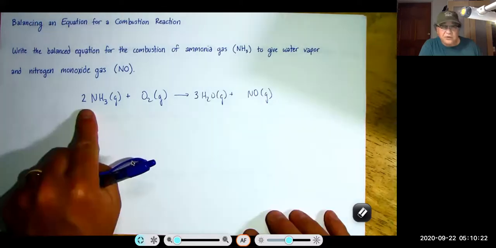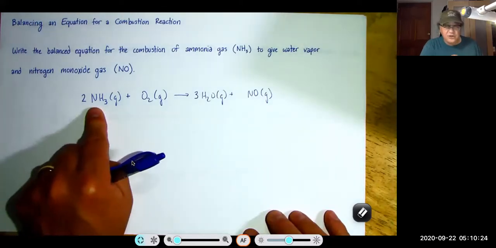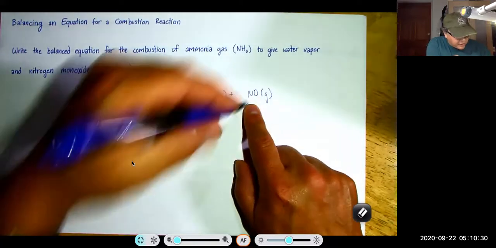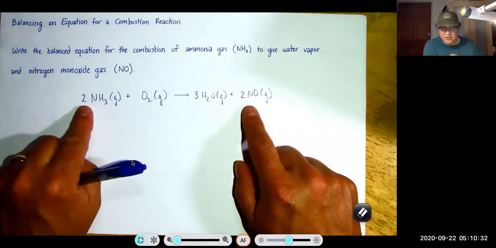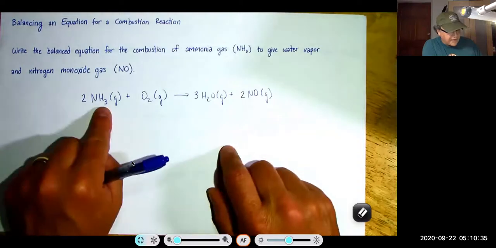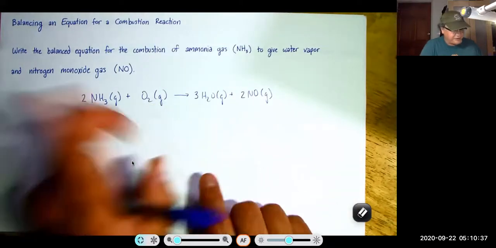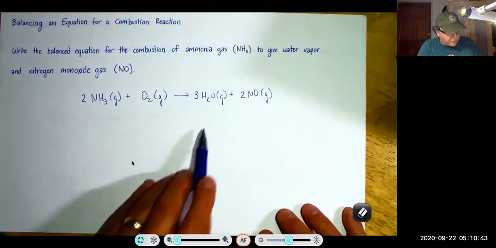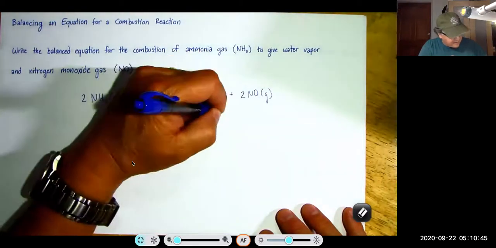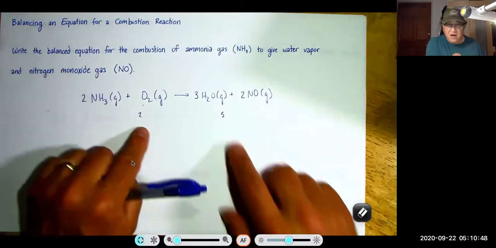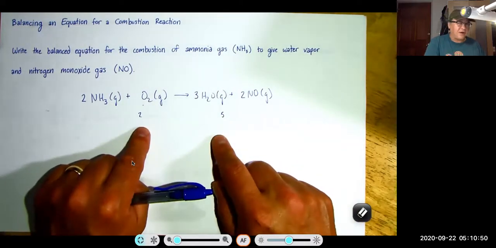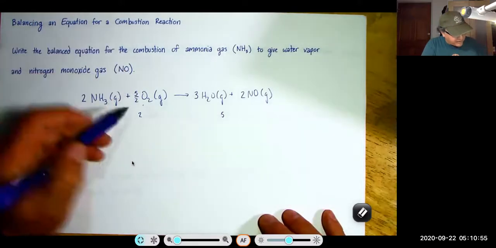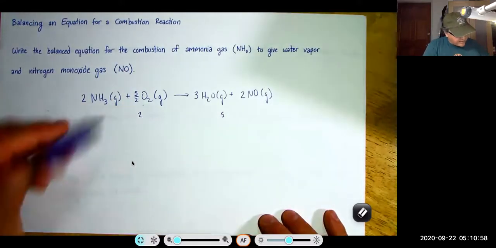But you notice when I put the 2 there, I changed the number of nitrogens, so I have to revisit that. So now I'm going to put a 2 here so that I still have 2 nitrogens on each side, so they're matched. 2 times 3, 6 hydrogens. 3 times 2, 6 hydrogens. So how many oxygens do we have? We have 2. Over here we have 3 plus 2, so we've got 5. So we've got this kind of even odd thing going on again. So I think what I want to do is say that I want 5 halves, because 5 halves times 2 gives me 5 oxygens. And then I double everything.